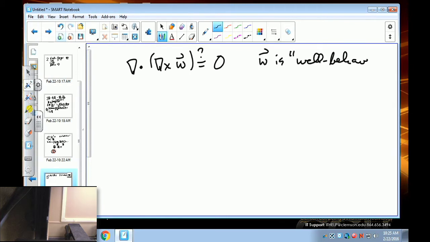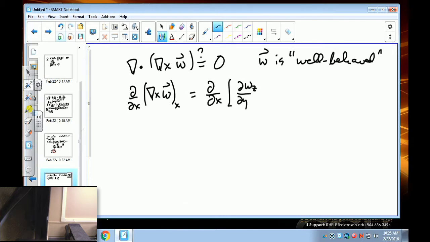It doesn't blow up. Its derivatives are all defined, at least to the second derivative. And again, this is just a matter of keeping track of components. So we want the derivative with respect to x of the x component. That's one contribution to the divergence. And the x component of this curl is going to be the derivative with respect to y of the z component of w, and subtract off the derivative with respect to z of the y component.